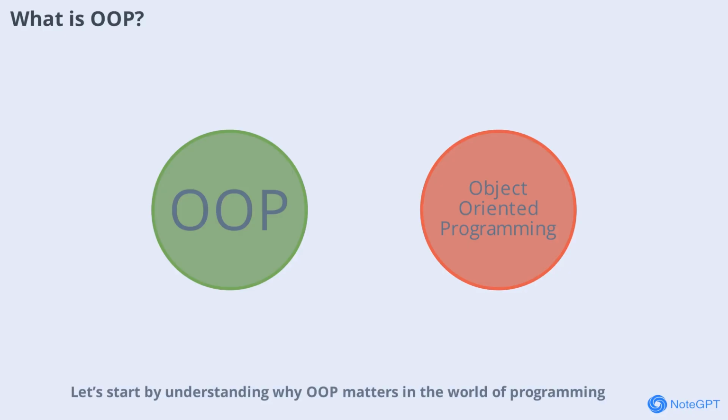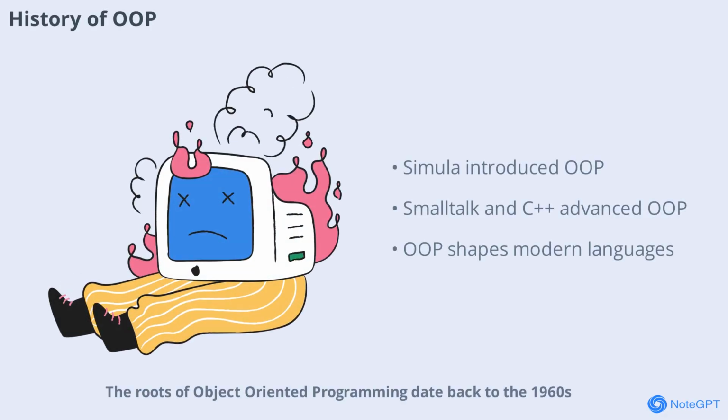write code today. Let's start by understanding why OOP matters in the world of programming. The roots of object-oriented programming date back to the 1960s, when researchers sought better ways to manage growing software complexity. The concept was first introduced with the Simula language, which pioneered the use of objects and classes.